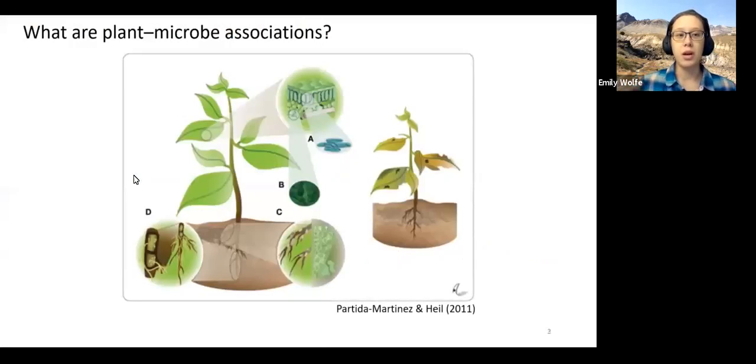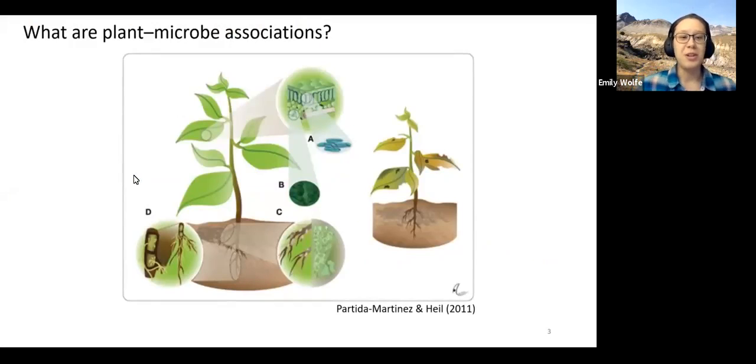Cool. Okay, so what are plant microbe associations? This figure here is meant to demonstrate how plants can harbor symbionts in both above and below ground tissues. Some microbial symbionts include Actinorrhiza. We'll talk about that more in a little bit, but also Rhizobia, Mycorrhizae, and Endophytes.